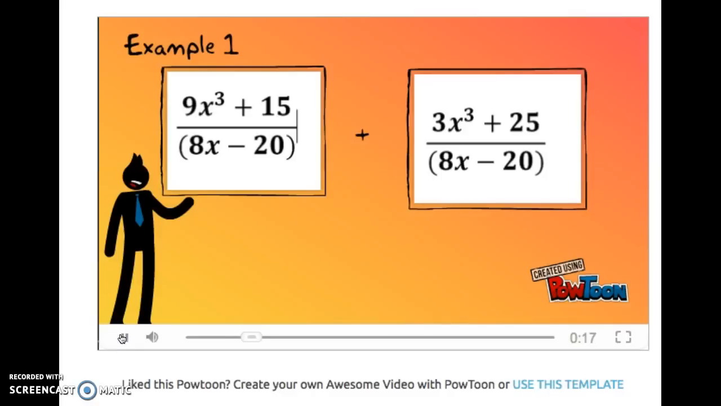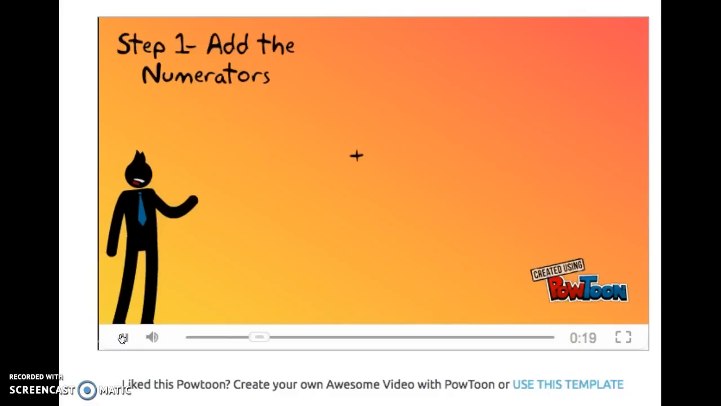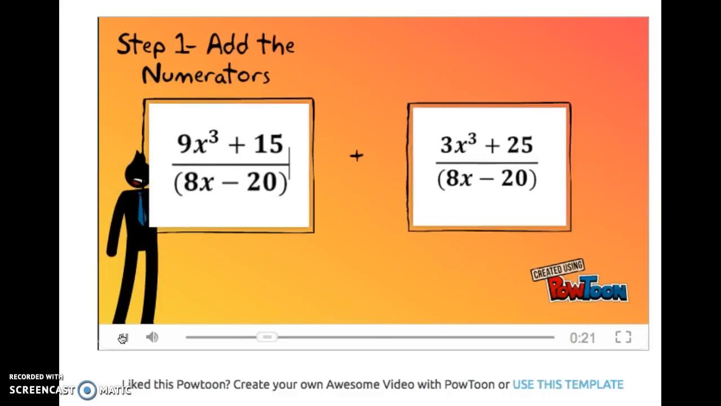Ax minus 20. So for step 1, we need to add the numerators. So we need to add 9x cubed plus 15 plus 3x cubed plus 25 all over ax minus 20.